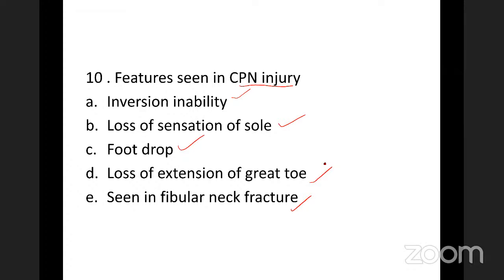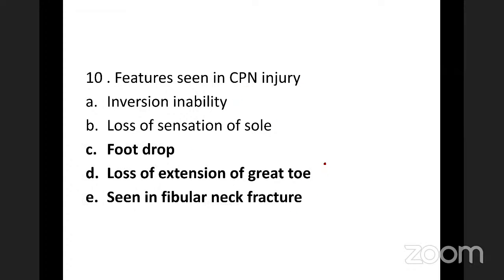What is the answer, students? See here, the answer will be for that foot drop. Obviously, common peroneal nerve injury, we know that deep peroneal nerve brings about dorsiflexion of the foot. If that is injured, plantar flexion and the foot drop will occur. Also there is loss of extension of the great toe, which is done by the extensor hallucis longus, that is also gone. And obviously, the common peroneal nerve, if it is injured near the neck of the fibula during fibular neck fracture. So these three are the answer.